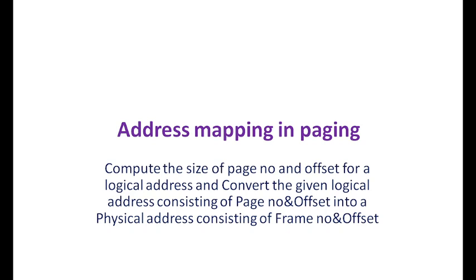Now in this arrangement we have two possible scenarios where problems can be expected. One condition is that we are given the size of the main memory, size of the logical memory, and the size of the frame also. Now we have to compute the size of the logical address needed for the given logical memory, and within the logical address how many bits are to be used for representing the page number and how many bits are to be used for indicating the offset. So we have to compute that part.